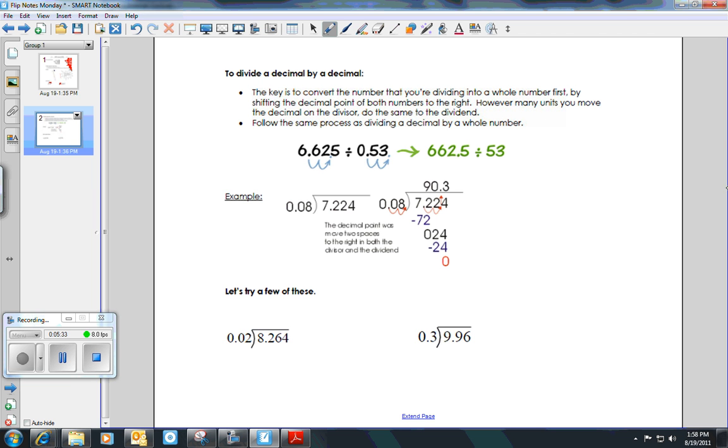If I want to multiply times 100, there's 2 zeros in 100, so I'm going to move my decimal 2 times to the right. And that will give me an 8 here. And if I do that to this number, I also have to do it to the inside number.